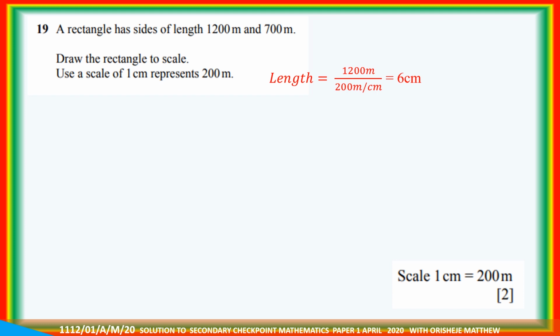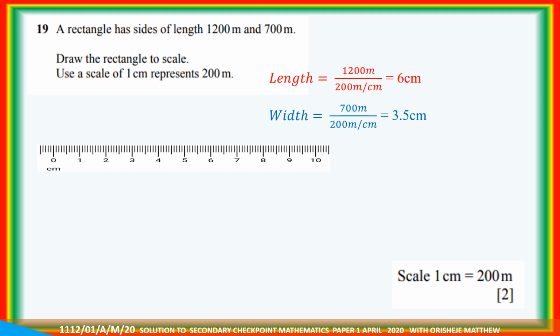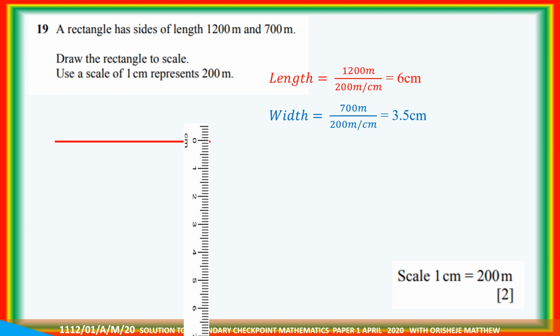Then look at how long the width will be. So 700 meters divided by the scale of 200 per cm gives me 3.5 cm. So you take your ruler and your pencil, and you draw the length of 6 cm. That is the length of the rectangle. Then you draw the width of the rectangle, which is 3.5 cm.